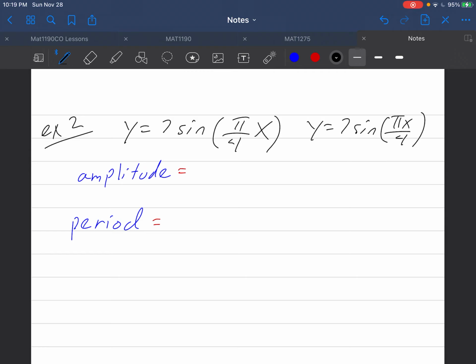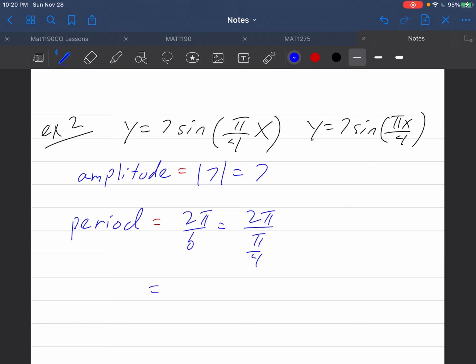Either way it's written, you should be able to identify that a is equal to 7, which makes the amplitude the absolute value of 7, which is equal to 7, and the period, 2 pi over b, is going to equal 2 pi over the coefficient of x, and that's going to be pi over 4, right? Even if the pi is the only one multiplied to x, the coefficient is everything here. So it's going to be pi over 4. And if it's written like this, it's a little more clear.